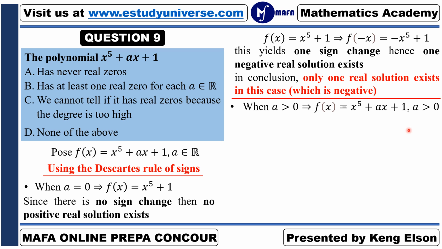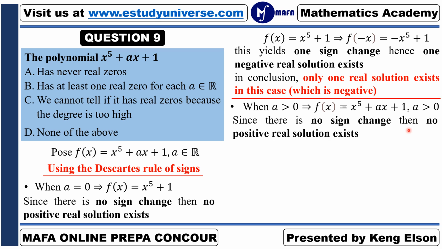Okay, so let us find the number of positive real solutions. Now we can identify that there is no sign change, right? So there is no positive real solution. No sign change because it moves from here positive to positive. If this a was negative, then everything here is going to be negative. But since a is positive and there is a positive sign here, then the resulting sign is positive. So we have positive to positive to positive, no sign change. In conclusion, no positive real solution.